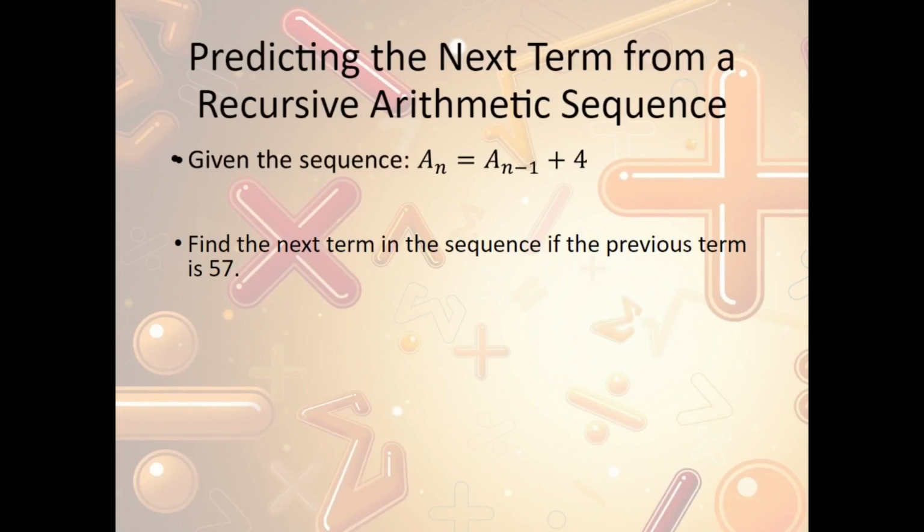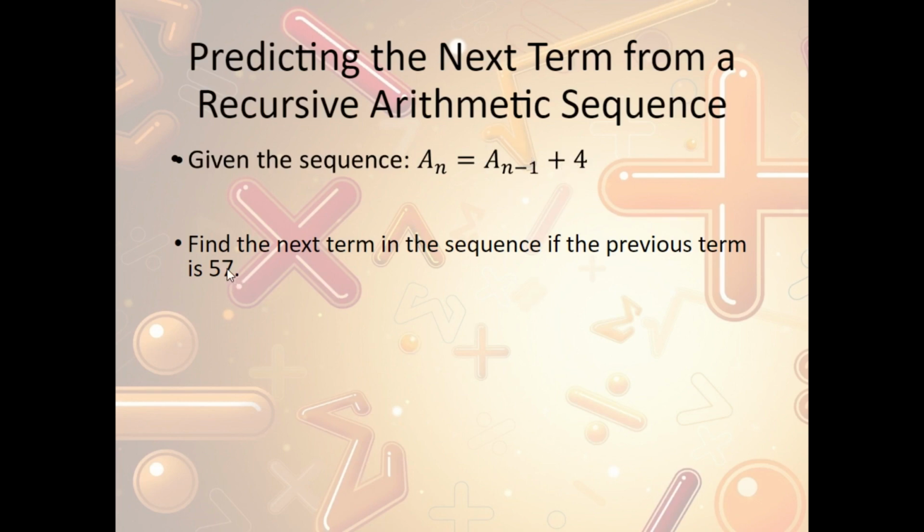So let's say we know the 20th term. How do we know then what the 21st term would be? So the way this works is we're going to find the next term in the sequence if the previous term is 57, given that a_n is equal to a_(n-1) plus 4. So what we're saying is the term we want is equal to the previous term plus 4.